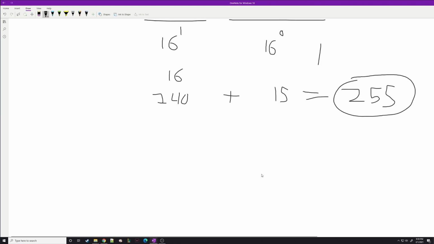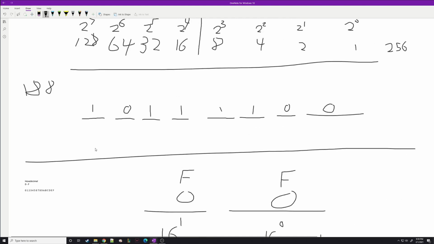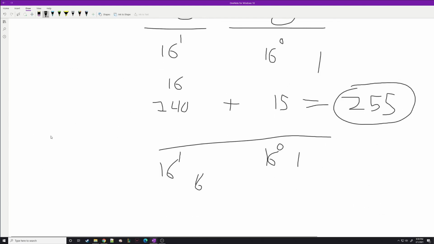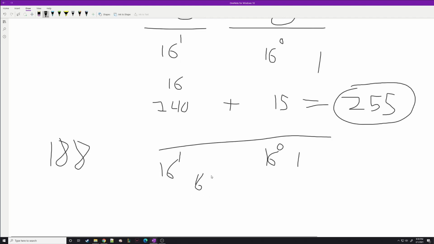So let's do another number, just so that we could clarify. So we're going to do 16 to the 0th, which is 1, 16 to the 1st, which is 16, and let's come up with another number. Let's come up with 188. Alright, so the way that I like to do this is I know that I'm going to be multiplying this by 16. So we're going to see what is the most times that 16 will go into 188. So can it go in 10 times, which would be A?